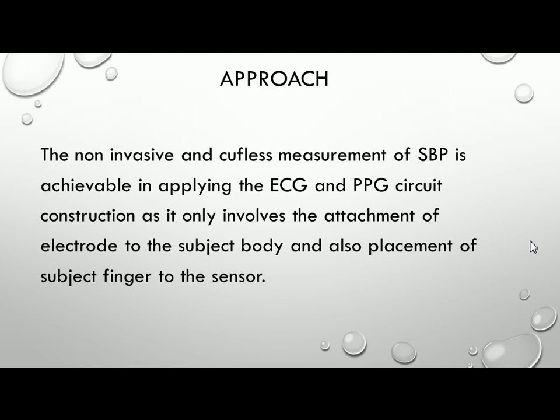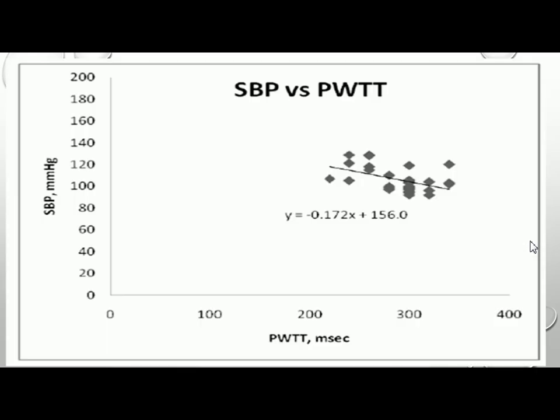The data we collected is used to build regression models, which represent the mathematical equation y equals mx plus c. The data collected is plotted in a graph with pulse wave transit time on the x-axis and SBP on the y-axis. This shows that the values of the SBP and the pulse wave transit time are inversely proportional to each other.